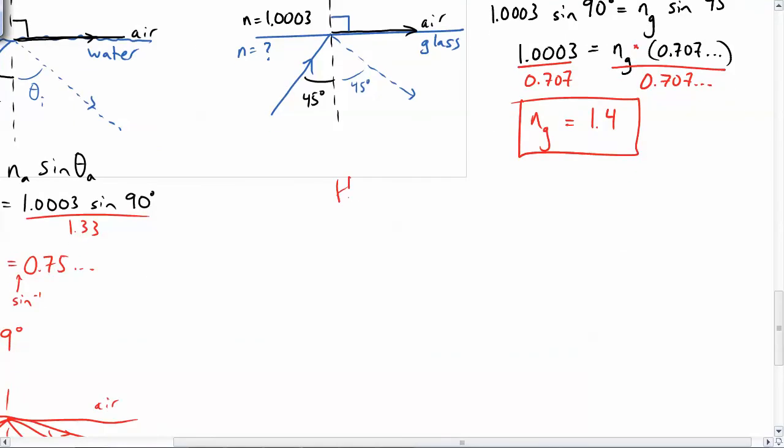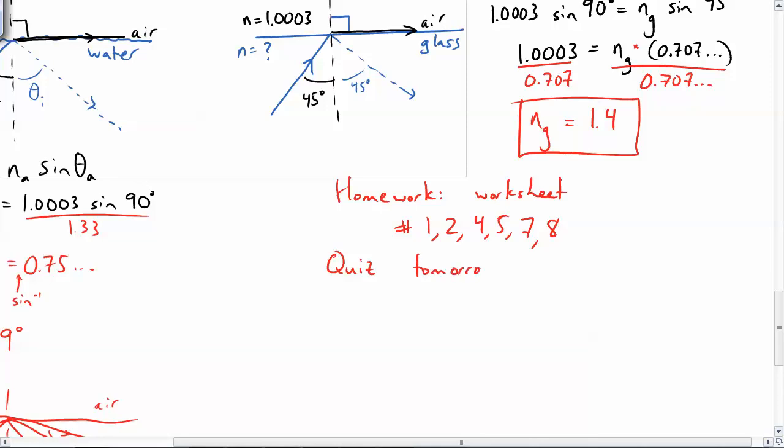So your homework is to do the worksheet that is attached to Edmodo to practice Snell's law. Numbers 1, 2, 4, 5, 7, and 8. You have a quiz tomorrow on everything that we've covered in waves, but not today's lesson.